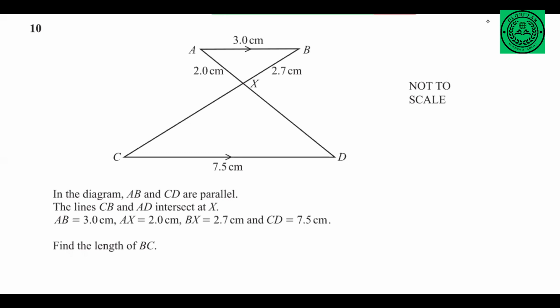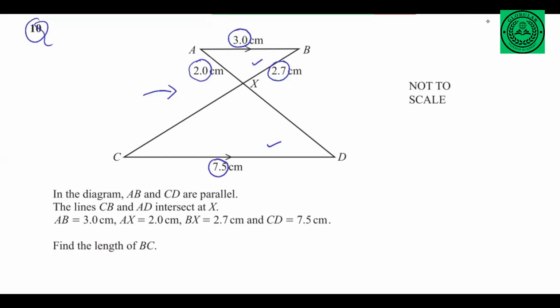The first question for today's video is question number 10. In this question, we can see a diagram with 2 triangles, one over here and the second one over here. There are certain numbers written along the sides of these 2 triangles. For the upper triangle, we know all 3 sides, and in the lower triangle, we only know one side, which is given to be 7.5 centimeters.